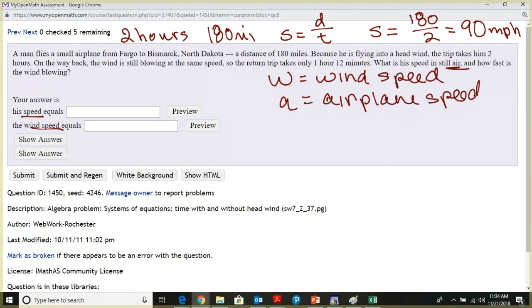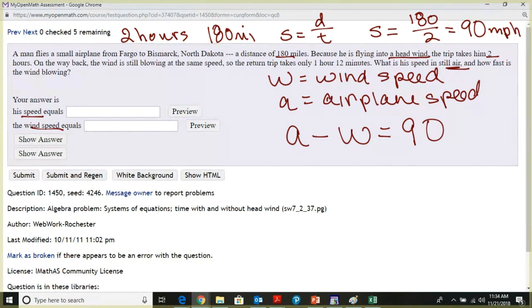But that was with the airplane minus the wind speed. I was going 90 miles an hour, okay? He went 180 miles in 2 hours. So he was going 90 miles an hour, but he was flying into the wind, which means the wind was slowing him down. So his speed minus the wind gives you 90 miles per hour.